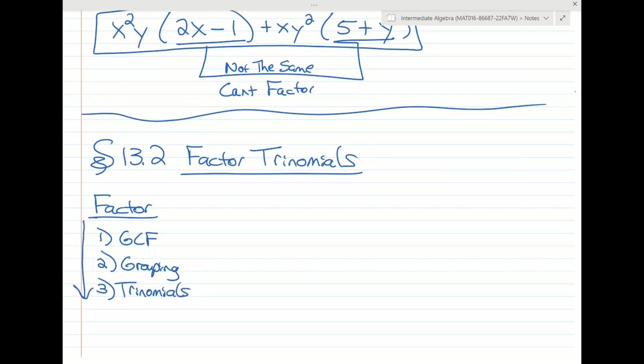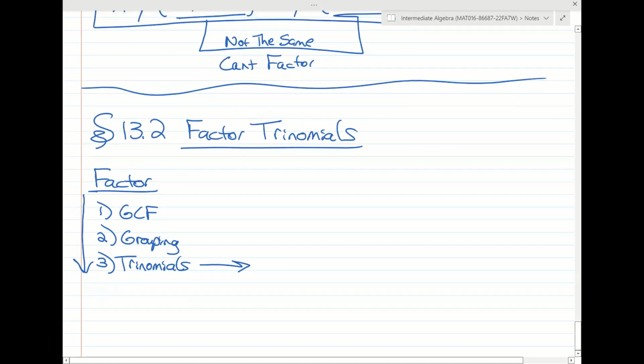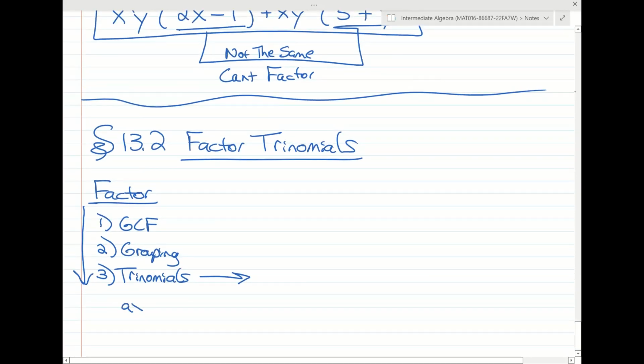Grouping is what we just did. Grouping is when you cut it down the middle and you take out a GCF from each half. Trinomials are what we're going to learn right now. When we're factoring trinomials, we typically look at ax squared plus bx plus c. The trinomial is 3 terms.